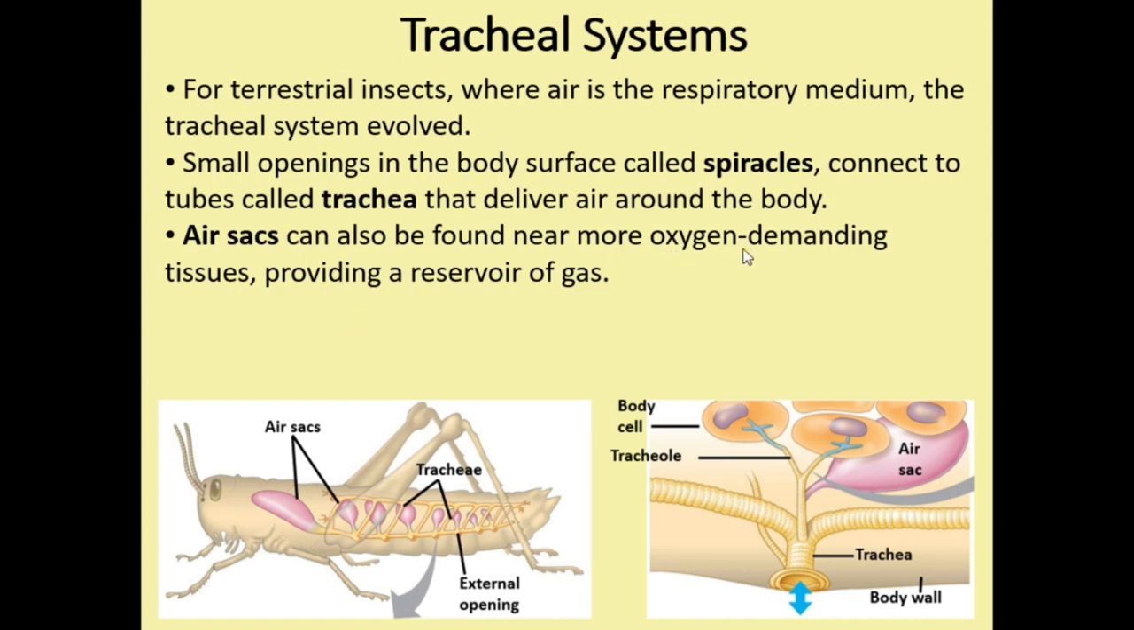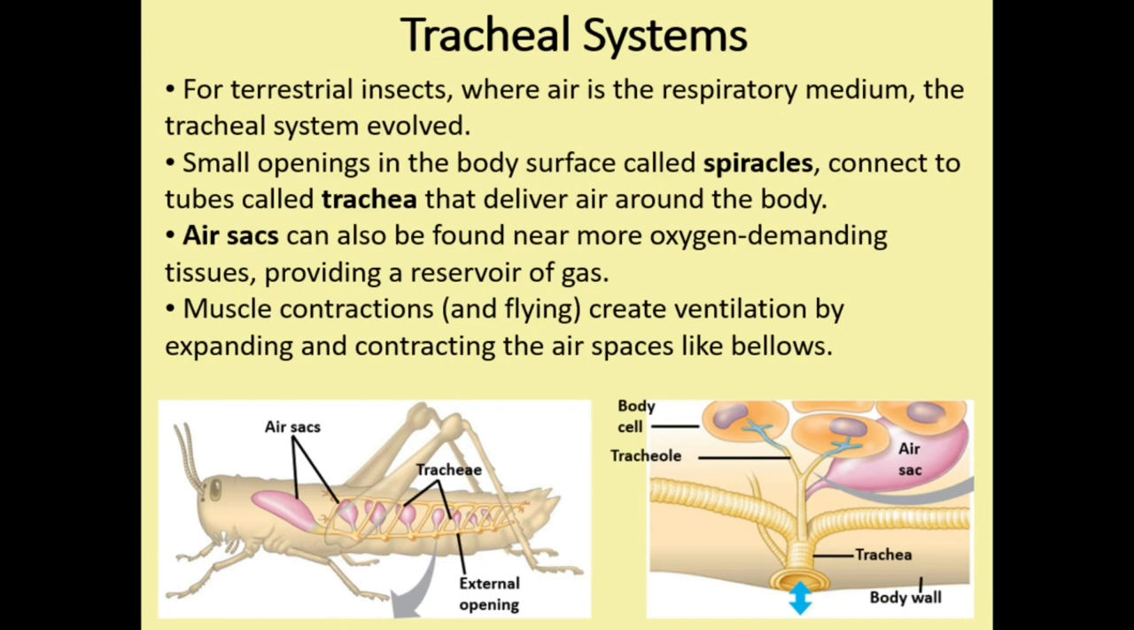Okay, so air sacs can be found near more oxygen-demanding tissues, providing a reservoir of gas. So that can be quite handy. And what we also find is that muscle contractions, although the insects don't ventilate their system in the same way that we saw with the fish on the previous slide, where you're actively pumping water in and over the gills, so in this case it would be air. Instead, what they rely on are muscle contractions to turn their respiratory system, their tracheal system, into a bellows. So by contracting their muscles, they're forcing air out of the system and then clean air into the system.